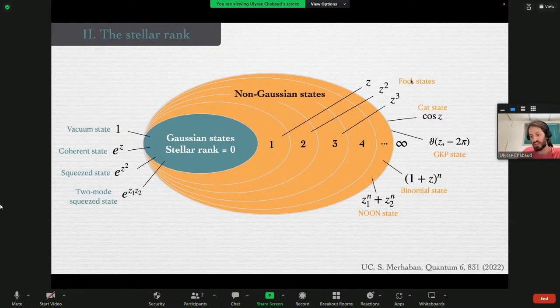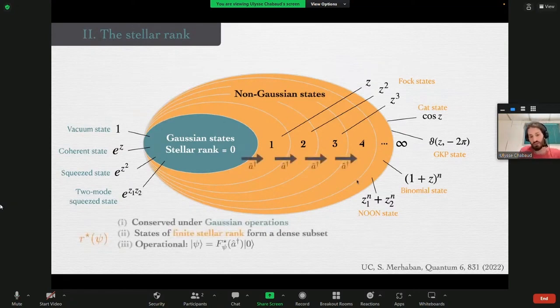So you see that to each state, we're associating an algebraic description, essentially, this holomorphic function. But the stellar rank is slightly more than just a mathematical definition. It has a bunch of interesting properties. So here I'm going to present three of those that are important for the rest of the talk. The first thing, I said it was a non-Gaussian measure, so might as well have the right properties for that. So the first property is that this quantity is conserved under Gaussian operations. It's invariant under Gaussian unitaries and non-increasing under Gaussian maps.